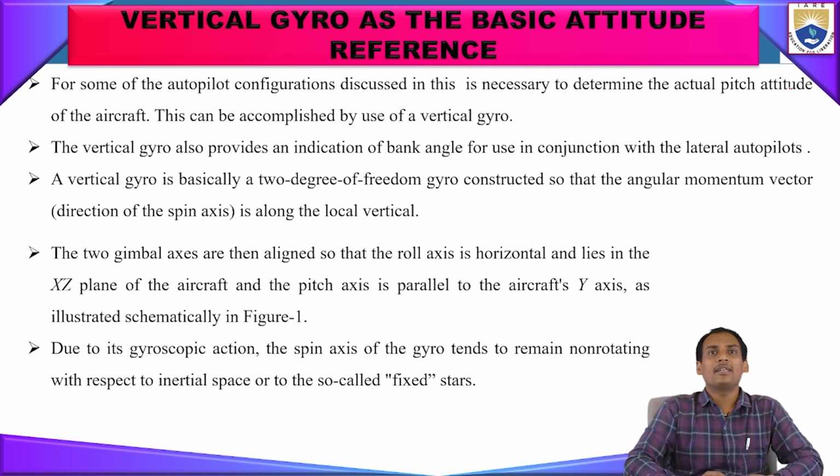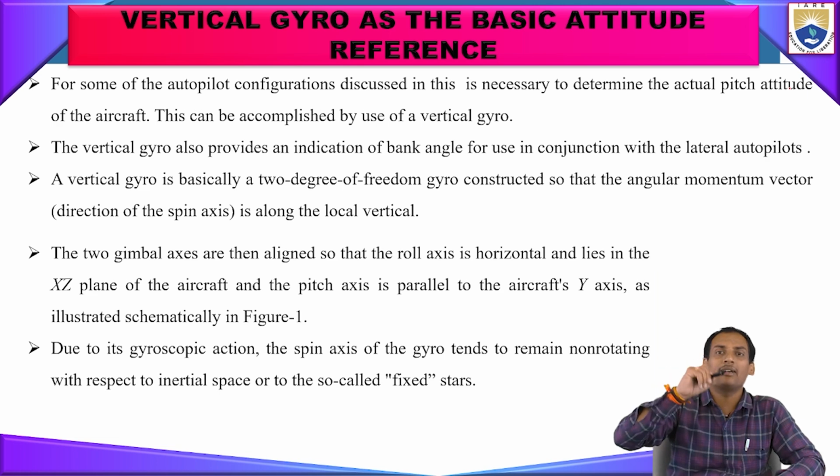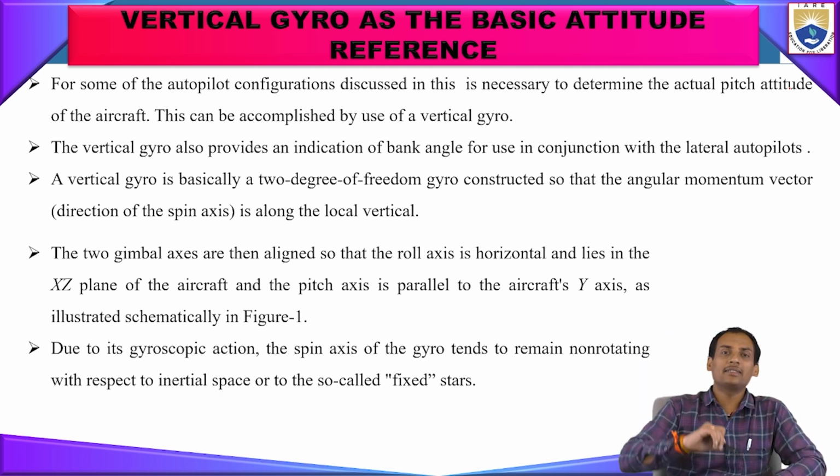So the vertical gyro is basically two degrees of freedom. That two-degrees-of-freedom gyro is constructed so that the angular movement in the vectorial direction is along the vertical axis only. If it is an angular movement, there's a small movement, maybe upper, maybe down. So that two degrees of freedom will be connected with that vertical gyro instrument only.